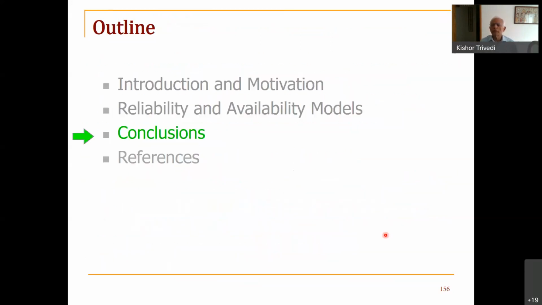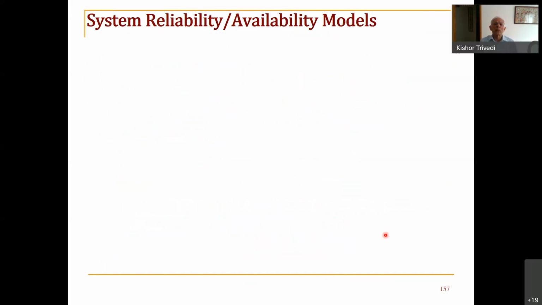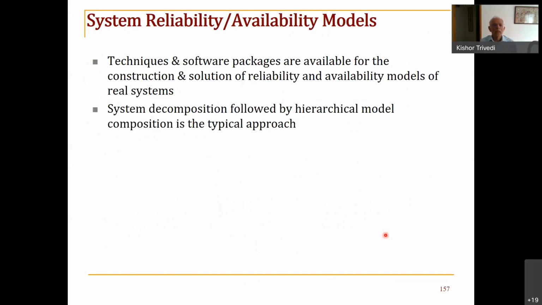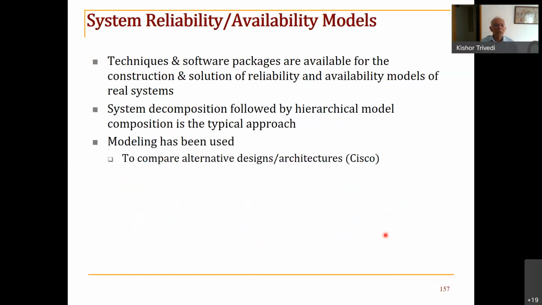To conclude then, system reliability and availability models, techniques and software packages are available for the construction and solution of reliability and availability models of real systems. And the typical method is system decomposition followed by hierarchical model composition, and sometimes fixed point iteration may be necessary. Modeling can be used to compare alternative designs and architectures.